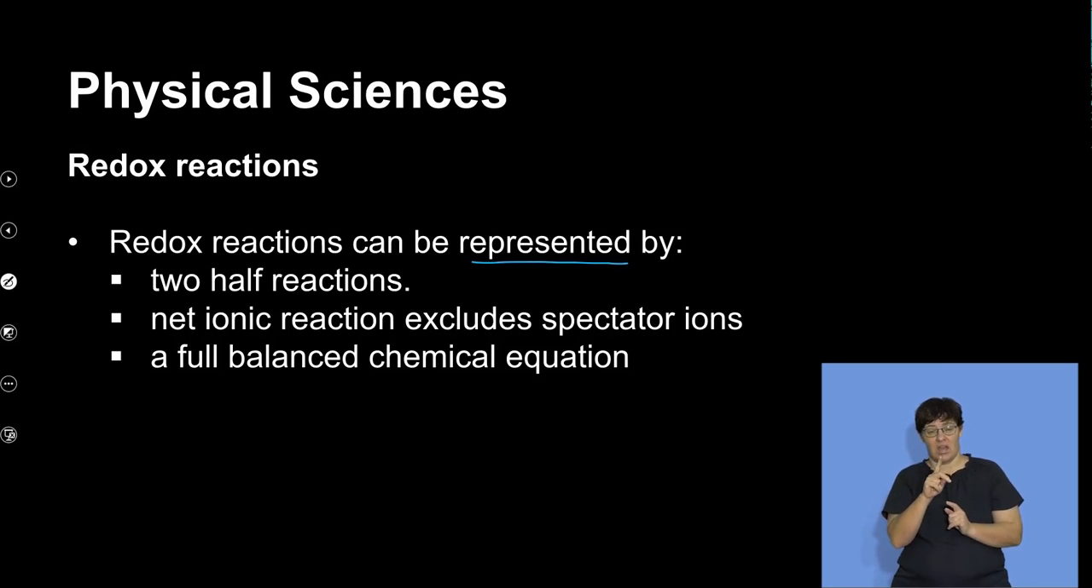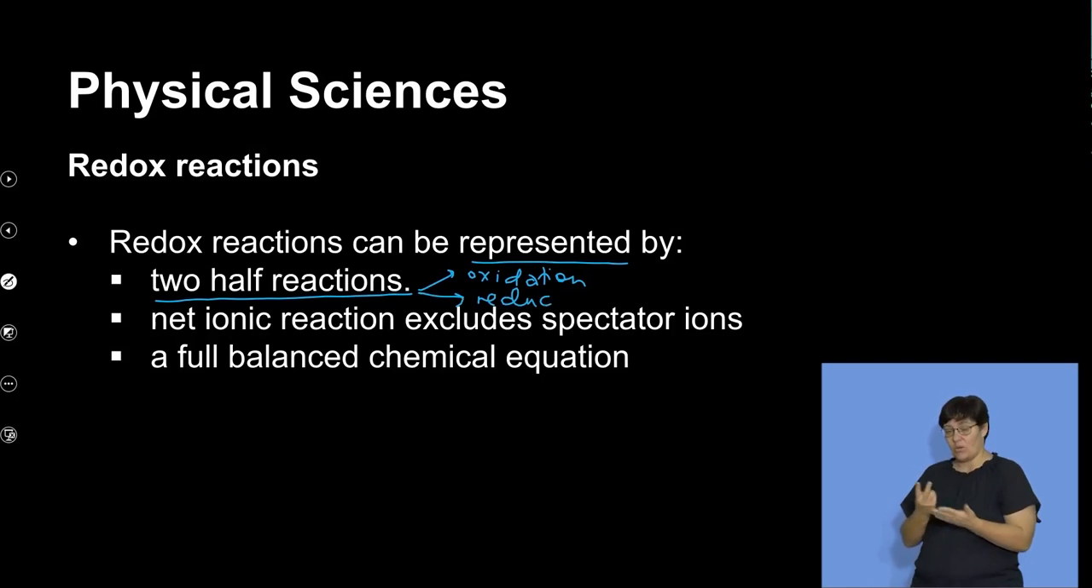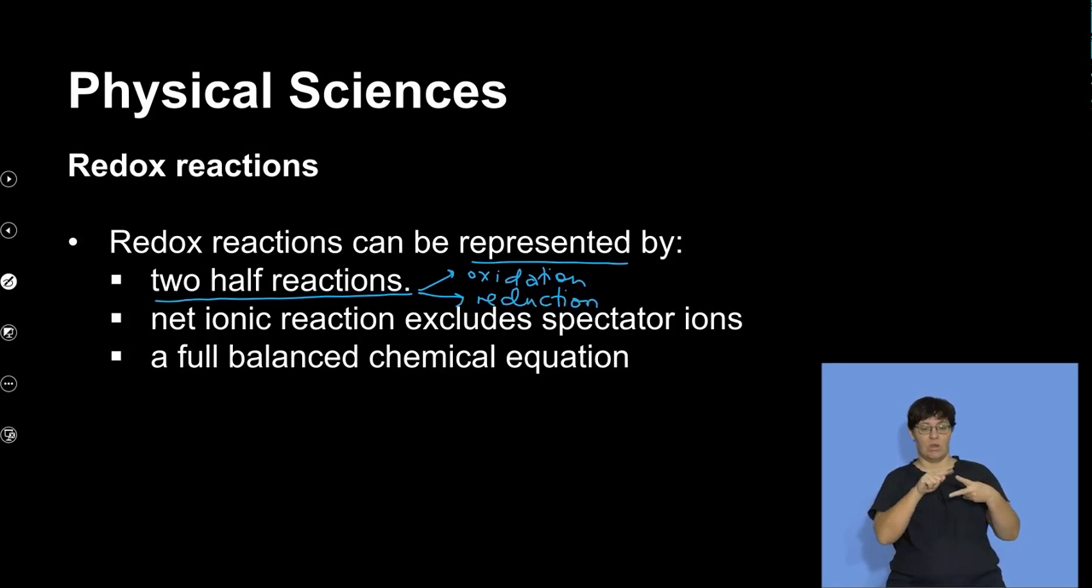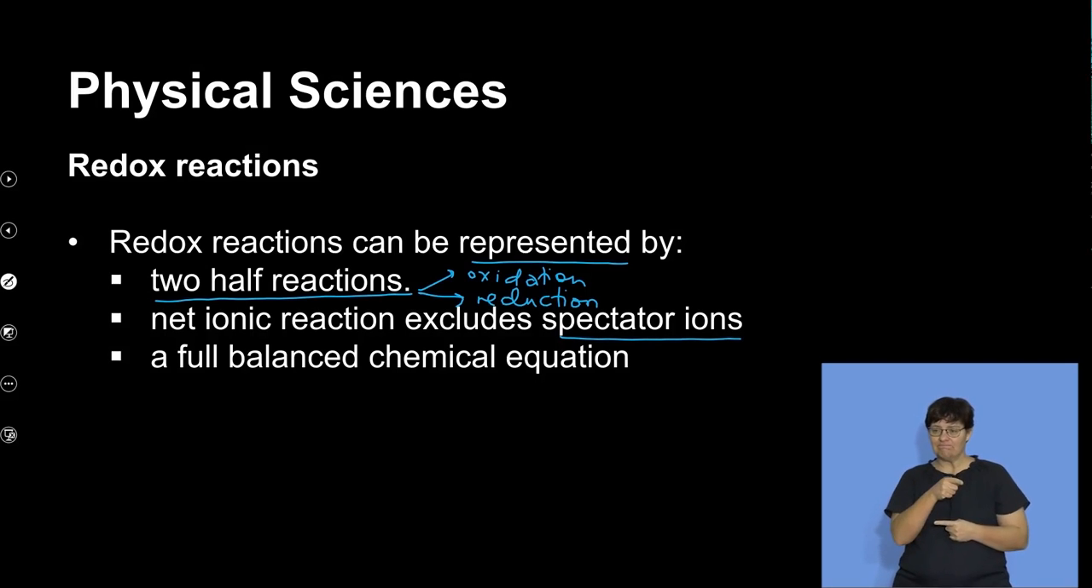In representing redox reactions, we need to have two half reactions, which is the oxidation, which has to do with the loss of electrons, as well as the reduction. So we call these half reactions. And then the net ionic equation excludes the spectators. But what are spectators? These are species or substances that are not involved in the transfer of electrons or in the redox reaction for that matter. And then a full balanced chemical equation is a combination of the two half reactions. That's in as far as representing these redox reactions.